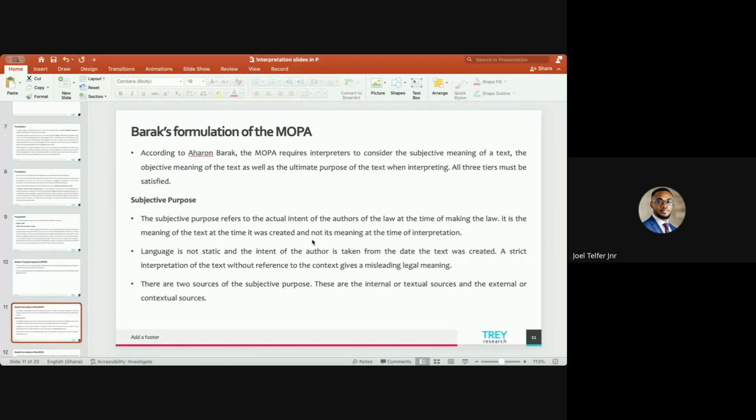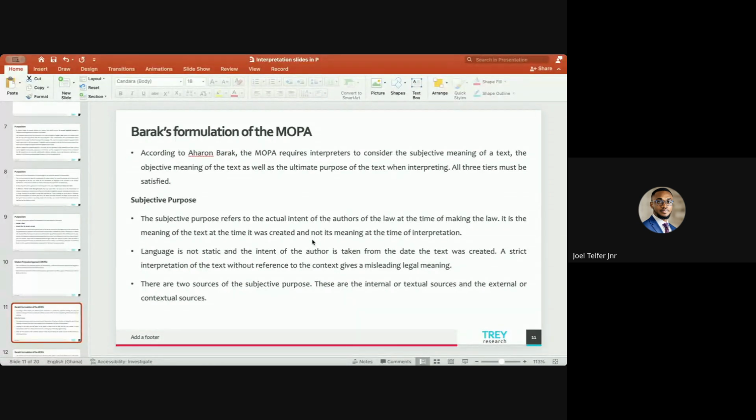There's a lot of nuancing and breakdown, but we'll do it one after the other. He says there are three tiers, three layers. There's a subjective meaning of a text, and there's the objective meaning. These two meanings, together with the ultimate purpose of the text, would give you the legal meaning or the true meaning that helps better effectuate the intent of the legislature. Right? And he says that the interpreter cannot give the words a meaning that the words themselves do not carry.